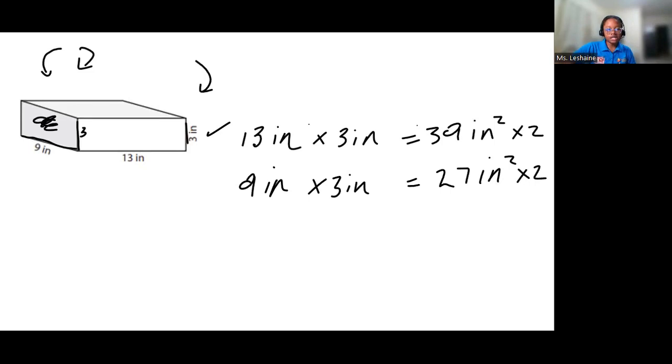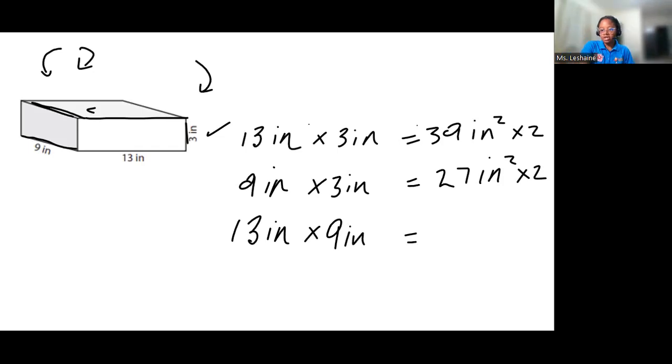Now, the last face that we're going to take a look at, because we've taken a look at this one here and this one, is the one up top. The dimensions for that one are 13 by 9. So the area of that face at the top is 13 inches multiplied by 9 inches. That gives me 117 inches squared. And I'm just going to go ahead and double that.